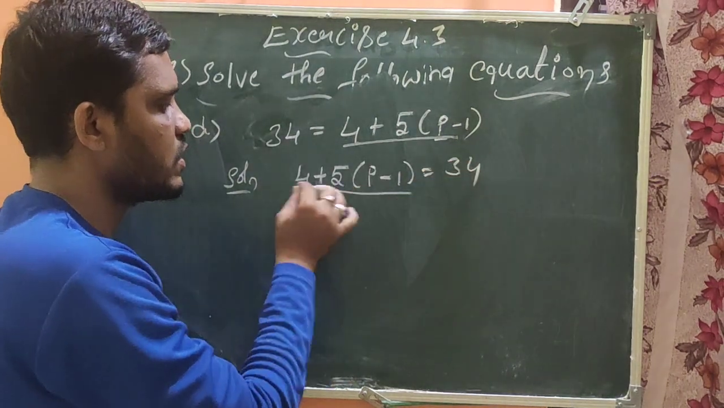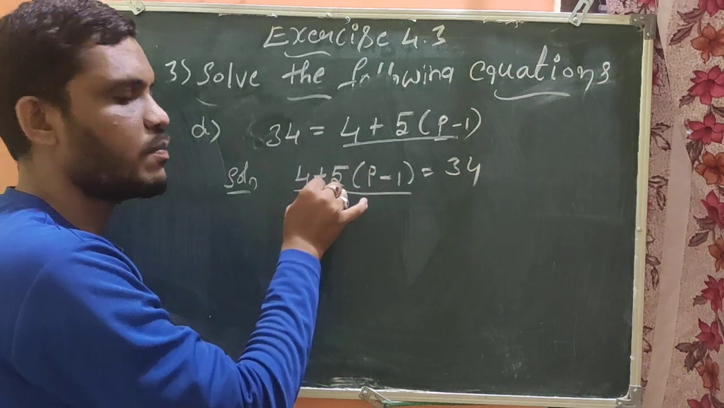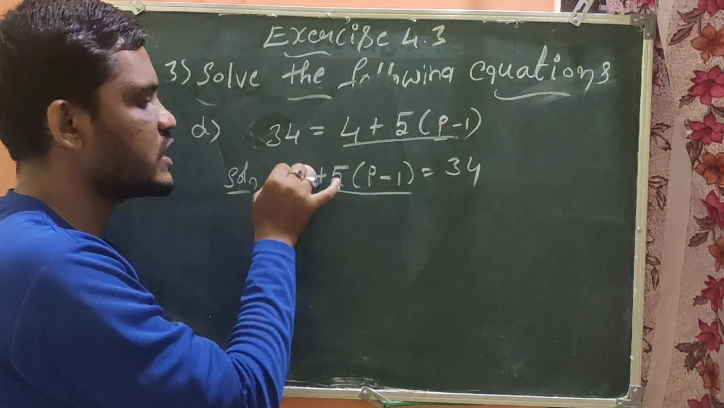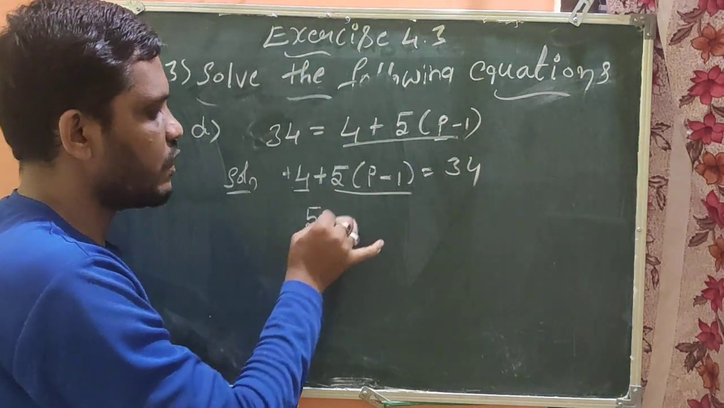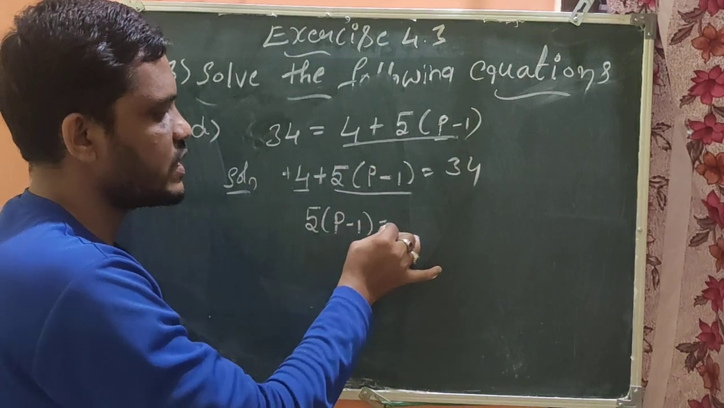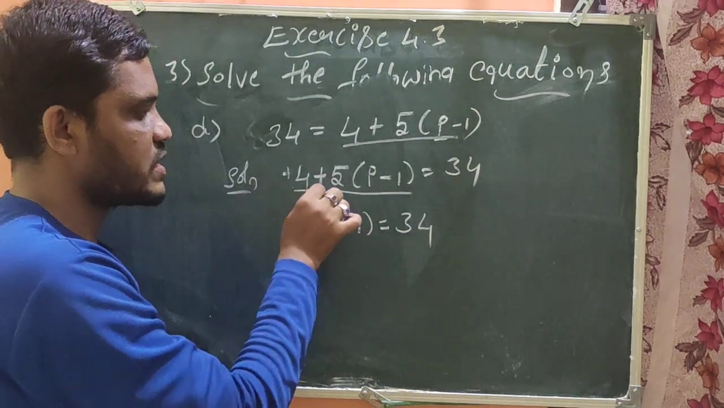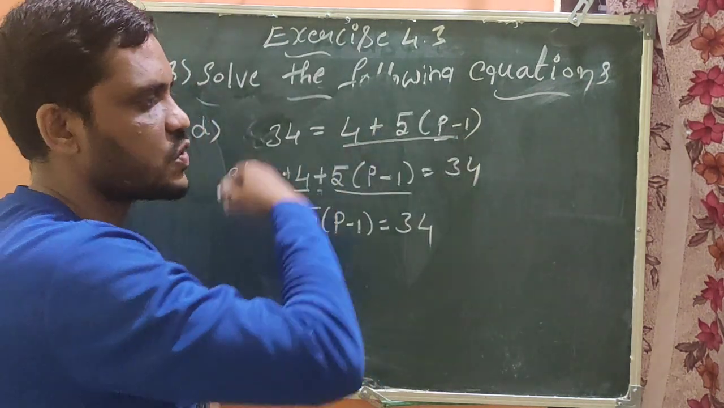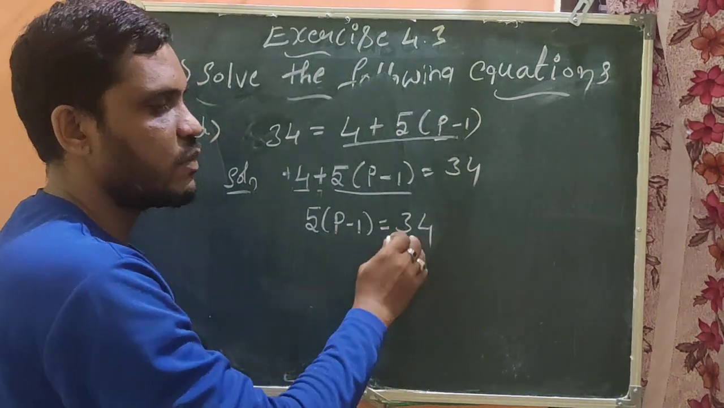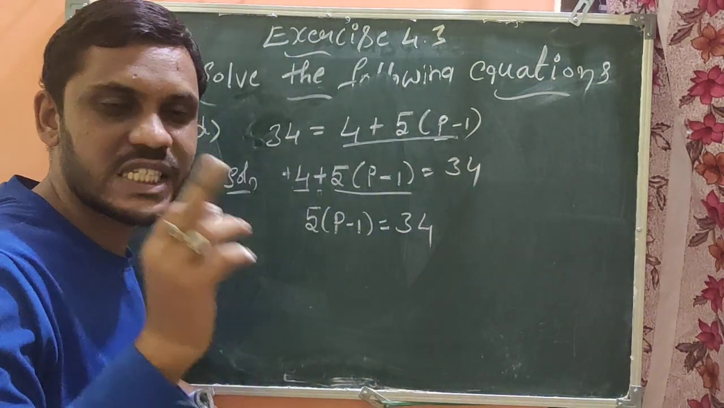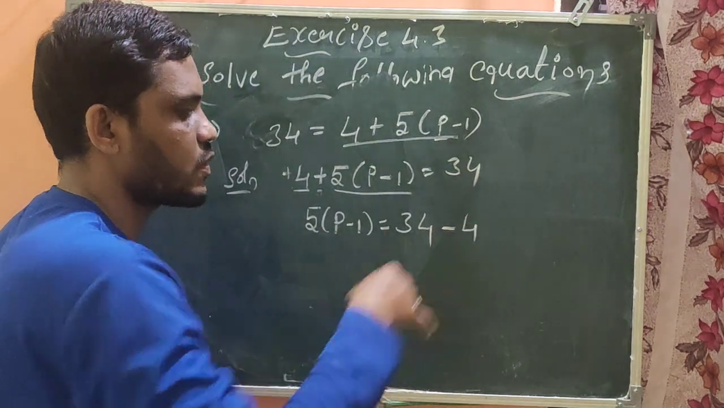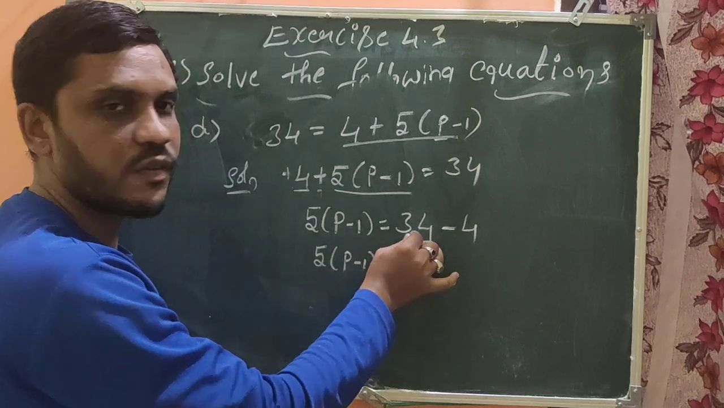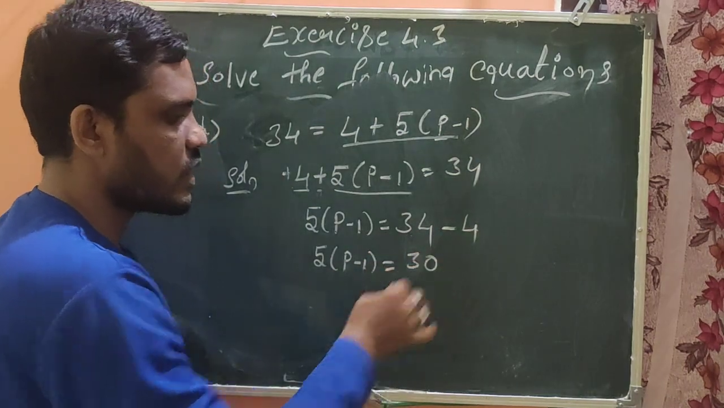First, this is 1, this is 1. These two are separated by a plus sign. Four has no sign, so that is plus. So first we should shift this plus 4. That becomes 5 times of P minus 1 is equal to 34. Since plus and plus are separated, if you shift the number from LHS side to the RHS side, it goes to the next number by changing the sign. Plus 4 becomes minus 4. Then 5 times of P minus 1 is equal to 34 minus 4, which is 30.